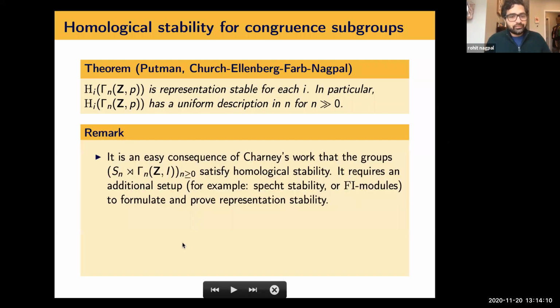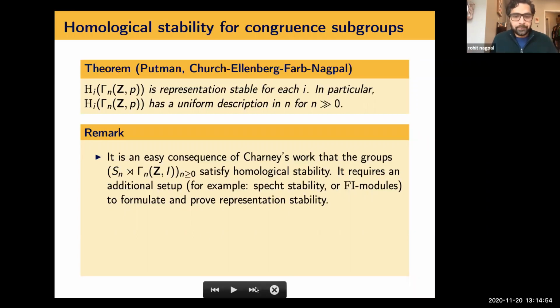Some remarks. How is this theorem proven in general? It's actually based on a result of Charney, whose work proves homological stability for these groups, where we take S_n semi-direct the congruence subgroup. To prove representation stability, we need some additional setup. For now, I would say that all the hard part is already contained in Charney's work, because we know all these FI-modules very well now. So we will concentrate only on the homological stability part.